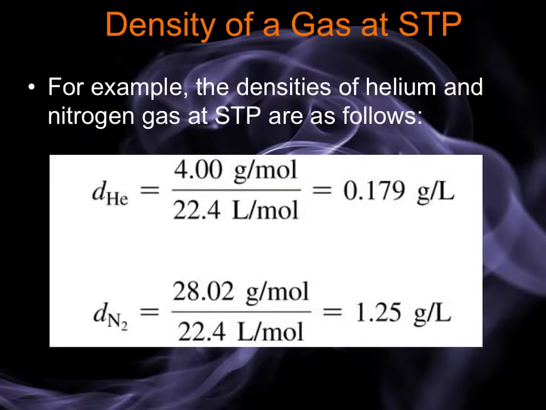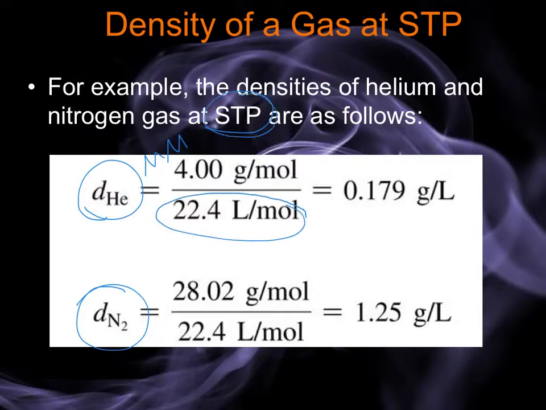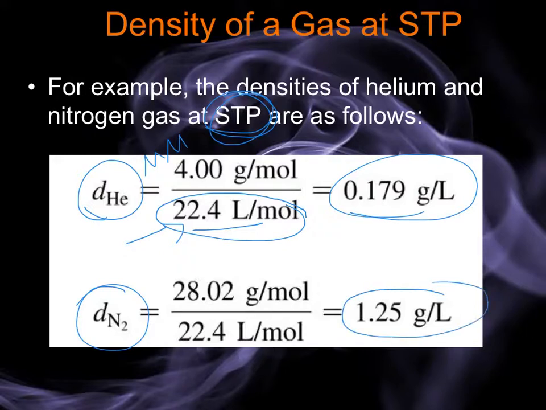So here's an example. Here's the density of helium gas and the density of nitrogen gas. Helium has a molar mass of 4 grams per mole. Let's get that from the periodic table. If we're under standard conditions, which this problem told us we are, the molar volume of any gas is 22.4 liters, and therefore the density of helium gas is 0.179 grams per liter. All right? And here's the density of nitrogen, calculated a similar way. Notice nitrogen is one of the diatomic gases. That's why its molar mass is 28 and not 14.